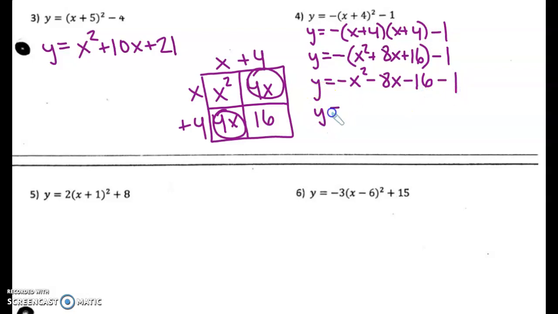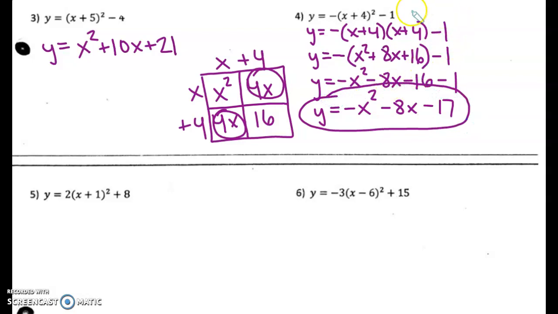So the only things that are like terms now are this negative 16 and the negative 1. So I can combine those together. So I get negative x squared minus 8x minus 17. And I don't have any more like terms, so that, you guys, is it. I took vertex form and I converted it to standard form. Notice that I have a negative a value here, and I started with a negative a value. That will always be the case, okay? So if you start with a negative, you will end with a negative a value.